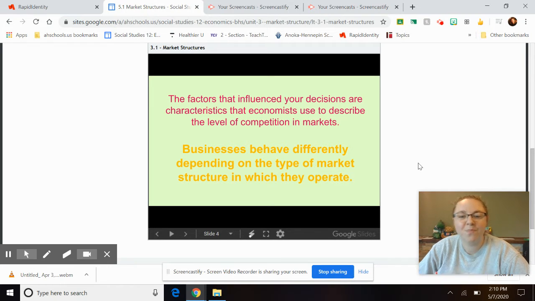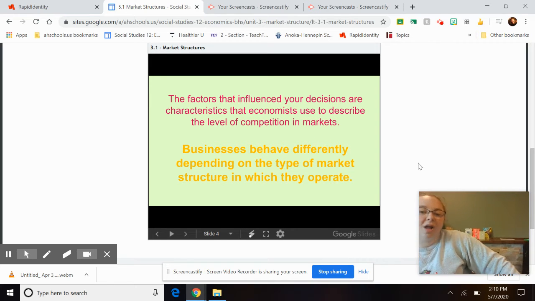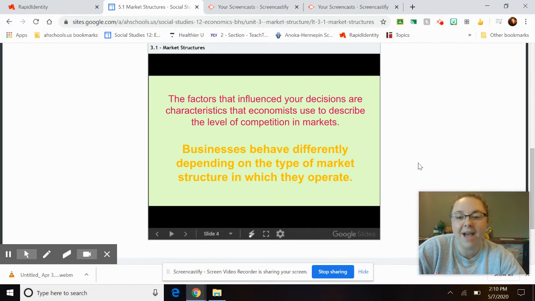Okay, moving on. So it's all about what factors influence your decision, and it's about the level of competition you want in a market. Depending on the type of market you're in, your business is going to behave differently, and they operate differently under different structures.